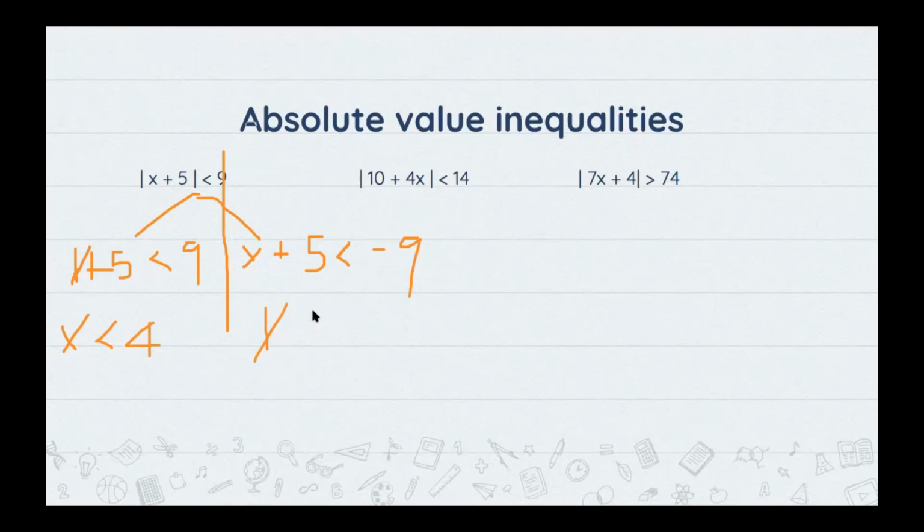Same for the other side. Negative 5. Subtract 5. There's no negative 5. This is a negative 9. So subtract 5 on both sides. So what's negative 9 minus 5?